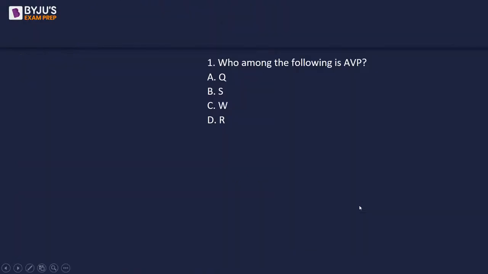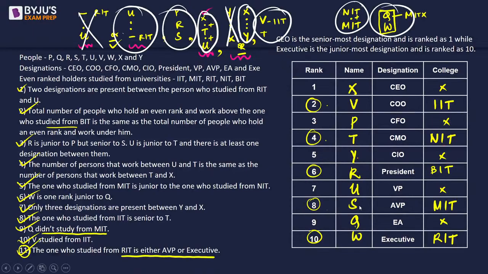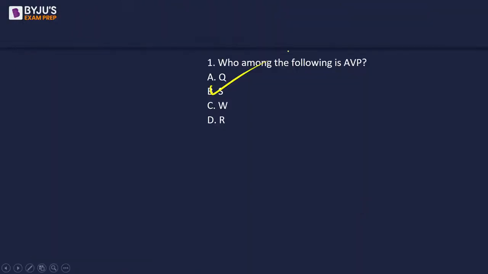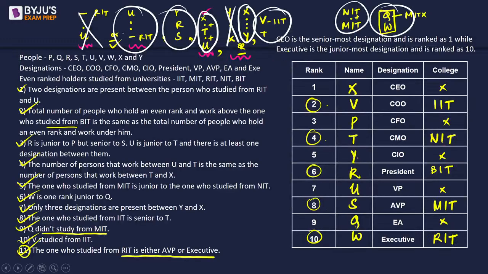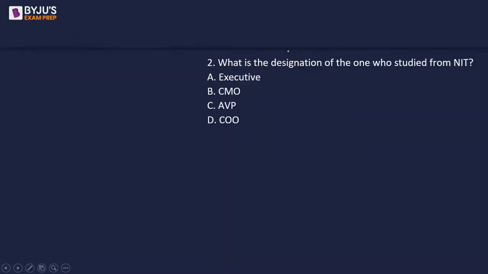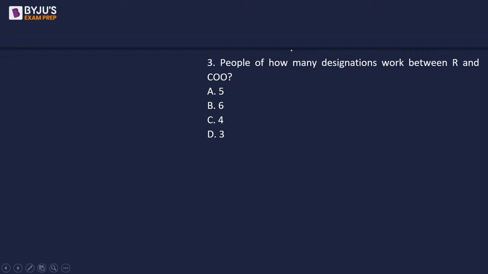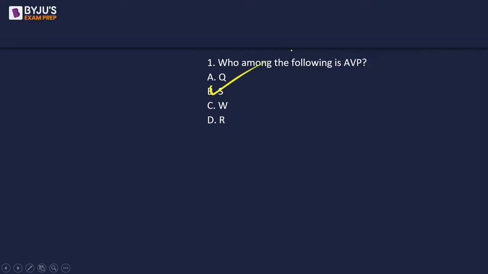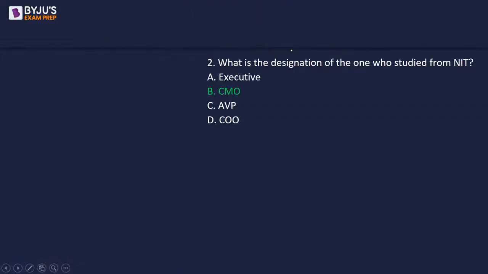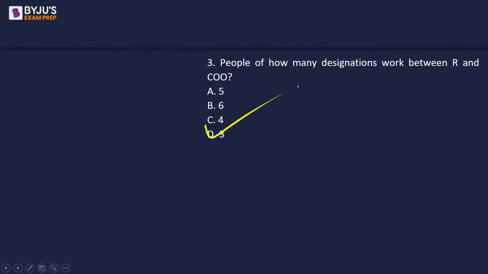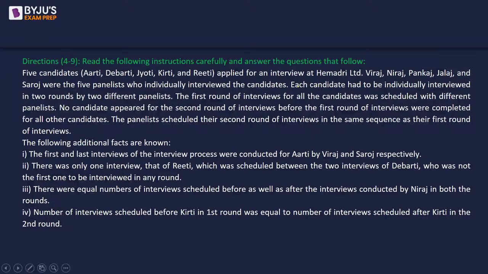So who among the following is AVP? So AVP is S. B option. What is the designation of the one who studied from NIT? So NIT person is CMO. People of how many designations work between R and COO? R and COO. COO is at 2nd position, 2nd rank, and R is at 6th. So there are 3 people between them. D. Okay. Next set.